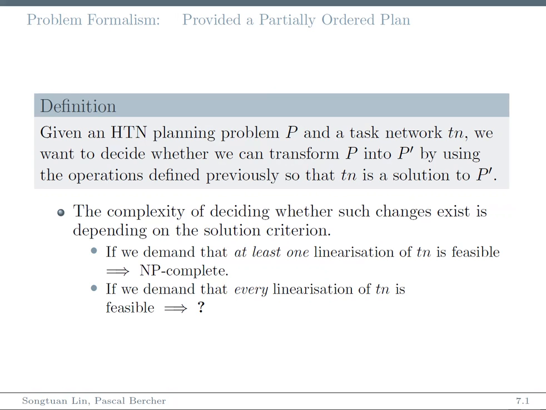As we have said before, the problem is NP-hard anyway if we demand that a solution task network only needs to have one feasible linearization. Therefore, the question of interest is whether NP-hardness holds if we demand that every linearization of a solution task network is feasible. The answer turns out to be true. For more details, please look at our paper.